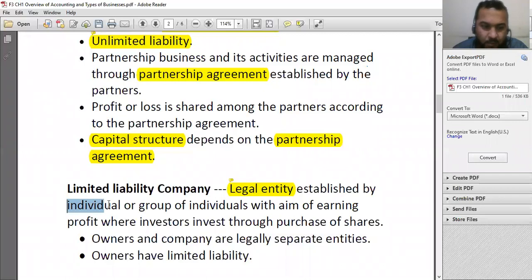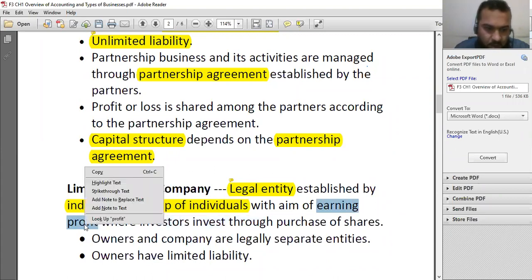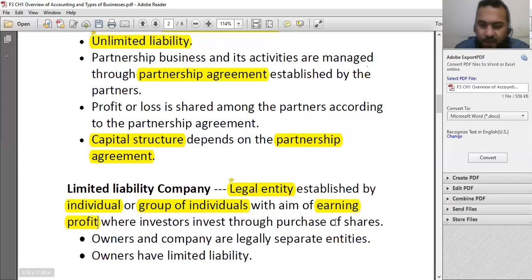A company may be established by an individual, meaning only one person can start a company, or it may be started by a group of individuals, more than one person. Clear? And the aim of starting the business, the aim of starting the company, will be what? Earning a profit.